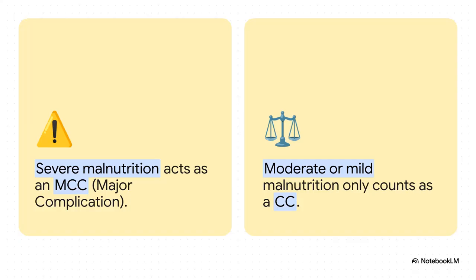Now, you really have to understand the financial and severity impact of how malnutrition is documented. It is a game changer. Severe protein-calorie malnutrition acts as a major complication or comorbidity, an MCC. That pushes the DRG to the highest severity and reimbursement tier. But on the flip side, moderate or mild malnutrition, that only counts as a CC, a standard complication or comorbidity. Think about that. The precision of literally one word, severe versus mild, completely changes the DRG outcome.